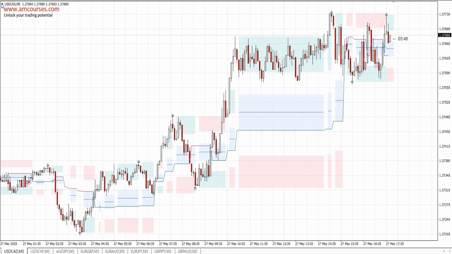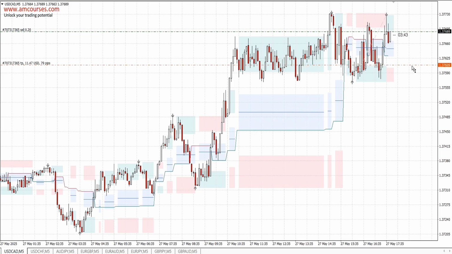Quick heads up, yes, this indicator does repaint. But don't worry, I'll show you the exact rules to follow so it won't affect your trades. Stick to the method, and you'll be good.